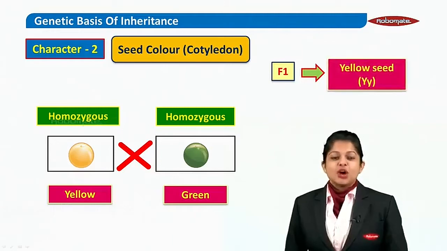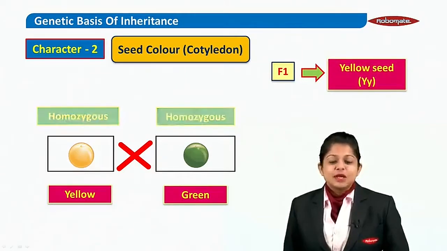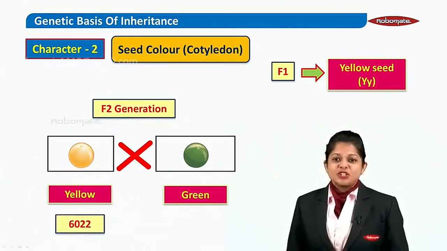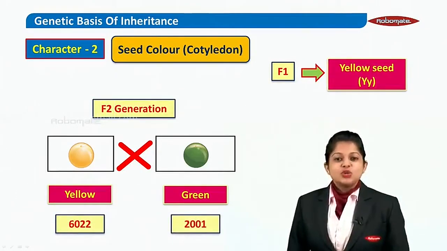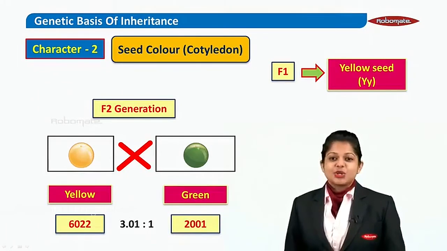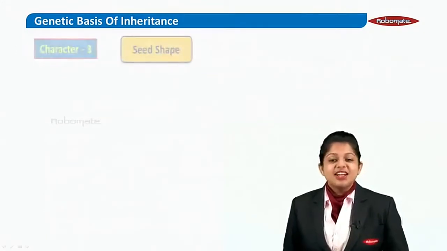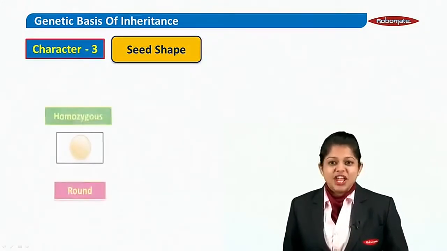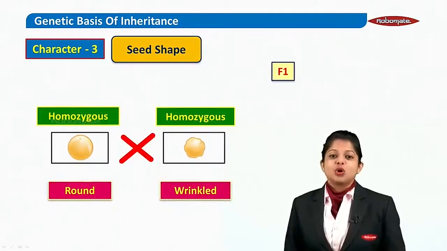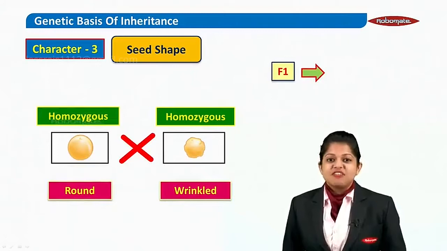The second character was seed color, where the homozygous yellow was crossed with the homozygous green, where the F1 generation produced was all yellow seeds, but the F2 generation gave 6022 yellow, whereas 2001 green seeds, which was in the ratio 3.01:1.